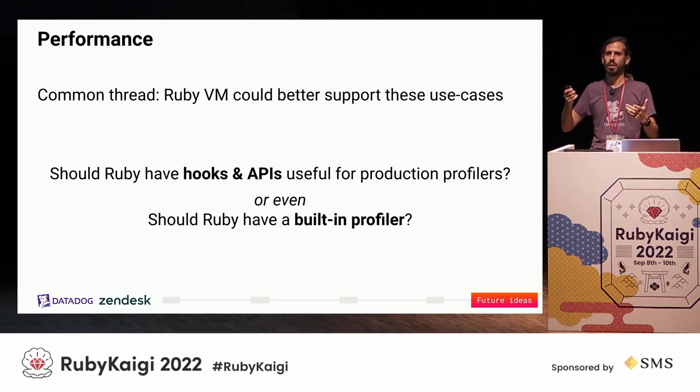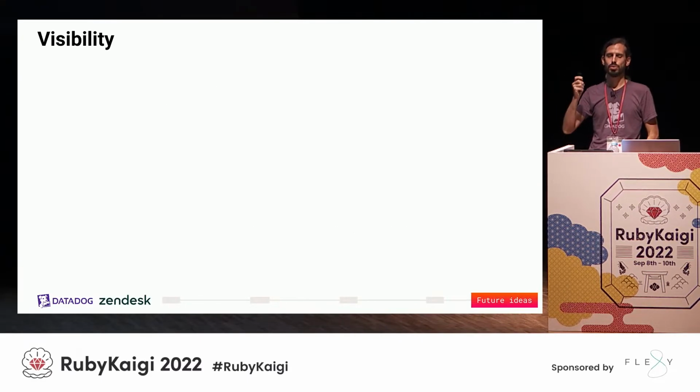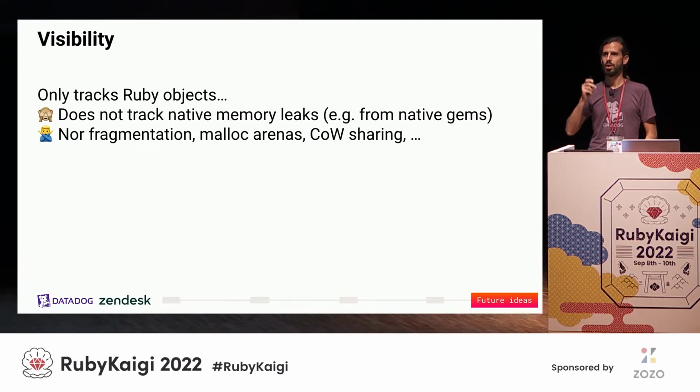Or even a crazy idea could be maybe Ruby could have its own built-in profiler. Other VMs do this: Java does this, Go does this, Node does this, and it has a few interesting properties when you put a lot more of the profiling code inside the VM. So, crazy idea.